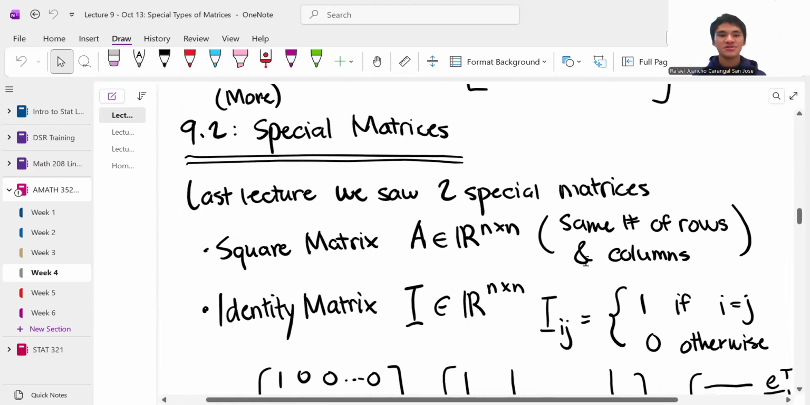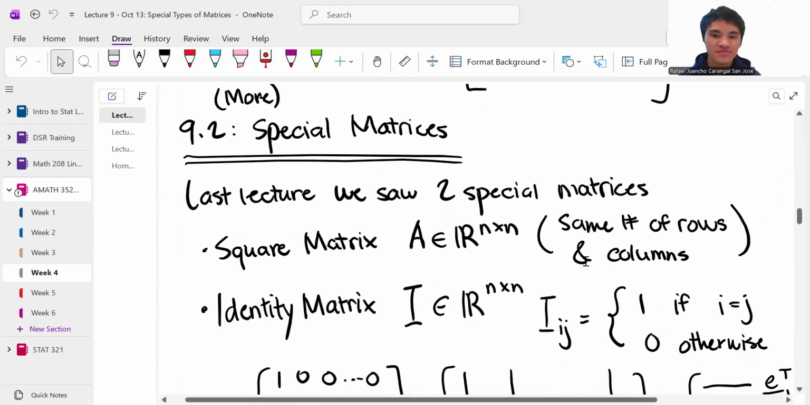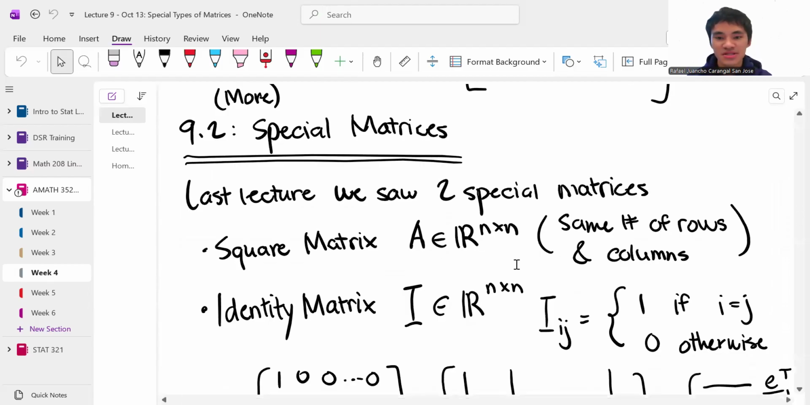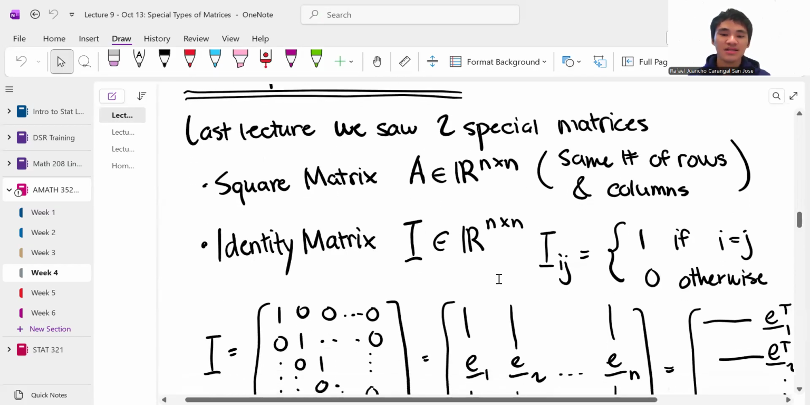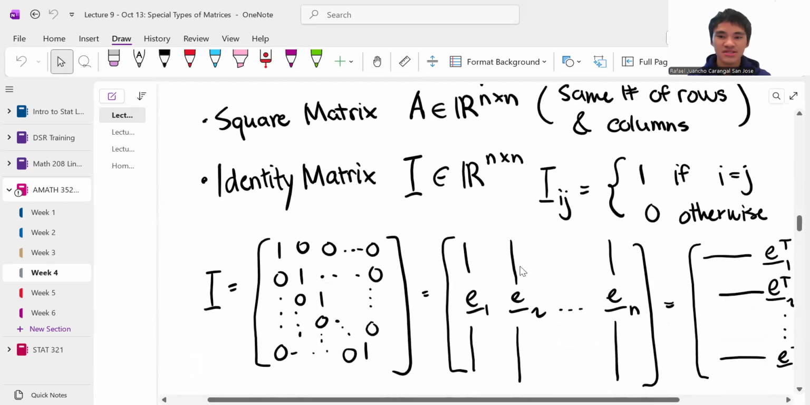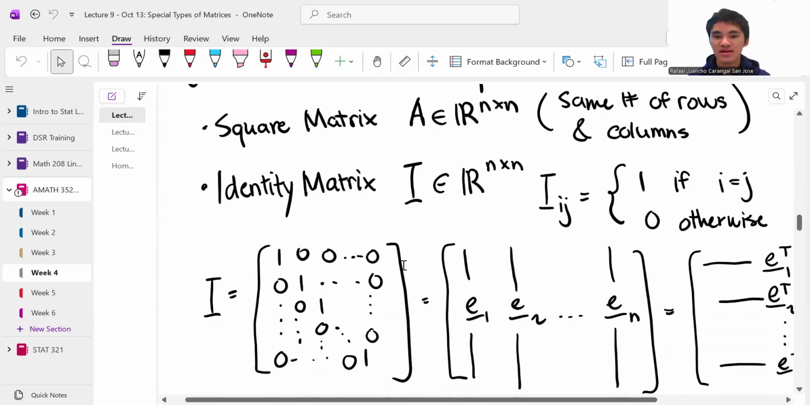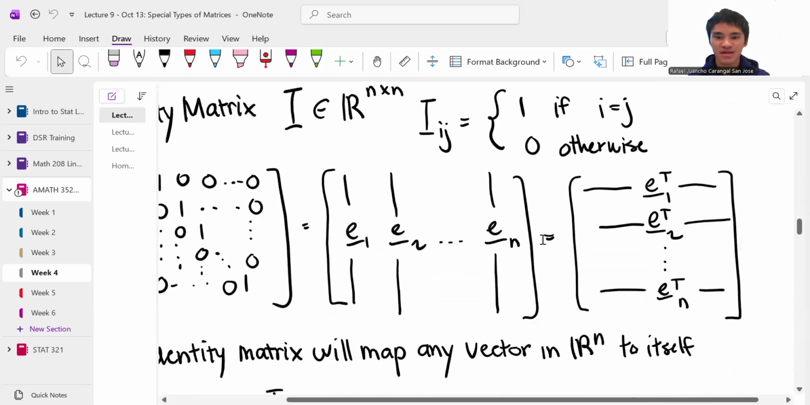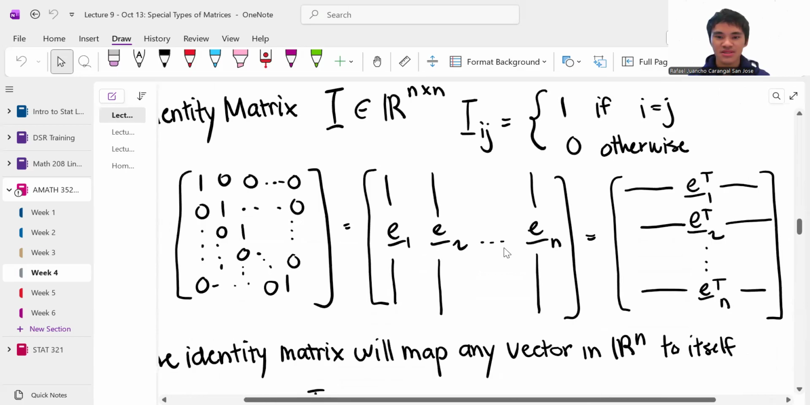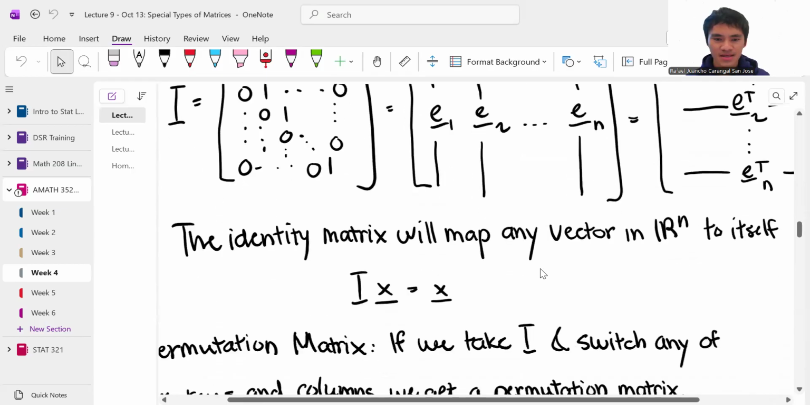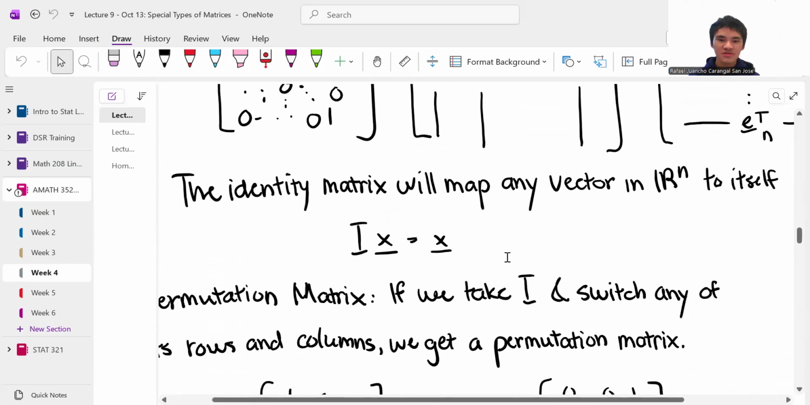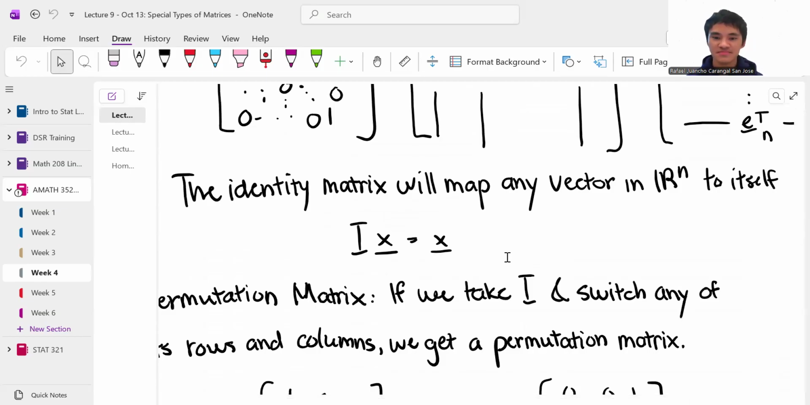Now we talk about special matrices. Last lecture, we saw two of them, right? We saw the square matrix, which is basically a matrix with the same number of rows and columns. Then we also saw the identity matrix, which is basically just a diagonal of ones and the rest are zeros. There are different ways we could write it using standard basis vectors, which I showed in the previous lecture. And here's the cool thing about identity matrices: they will map any vector in Rn to itself.